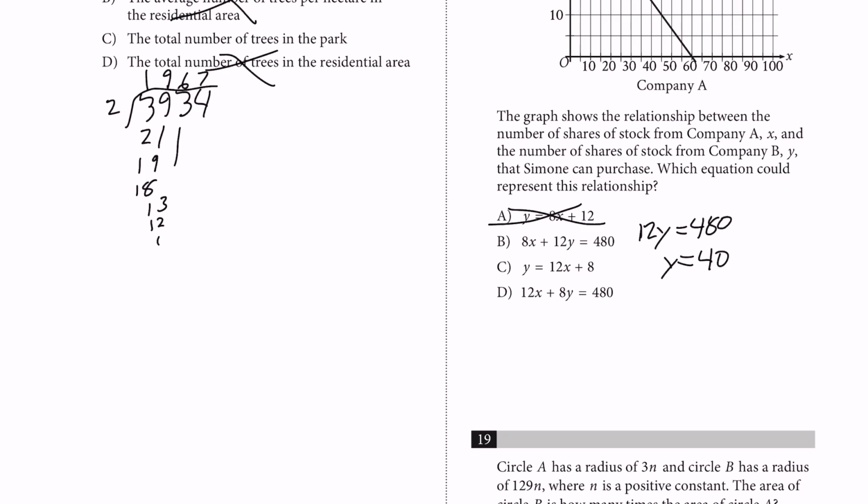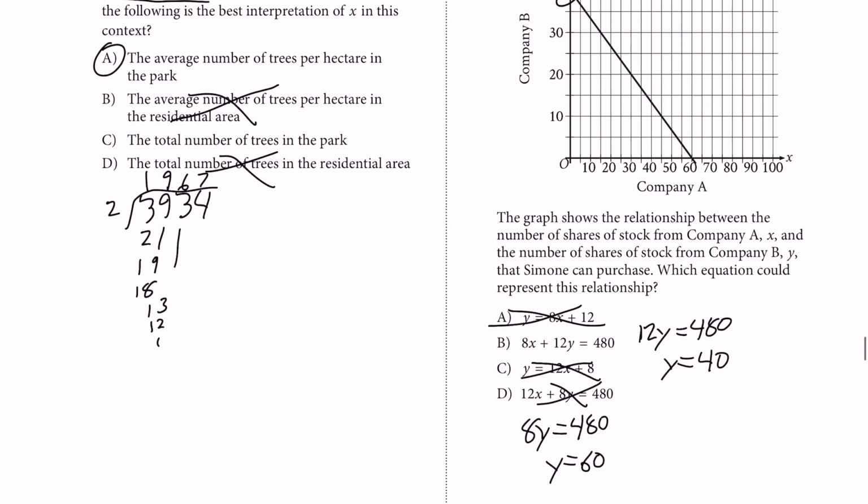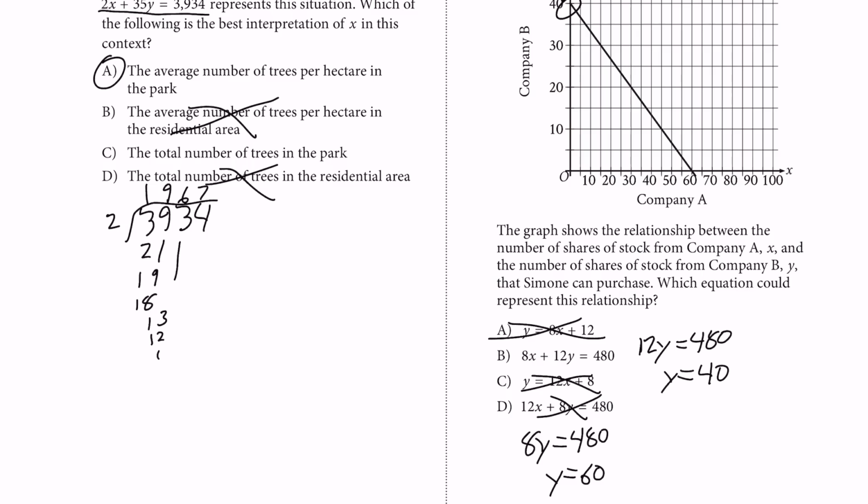If we plug in 0 for x for answer choice C, that gives us 8. That's incorrect. If we plug in 0 for D, we get 8y equals 480. Y equals 60. So that's also incorrect. So just by using the y-intercept, we've eliminated all the other answer choices, so we know that B is our answer.